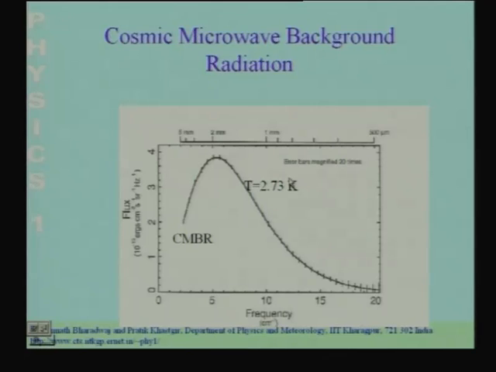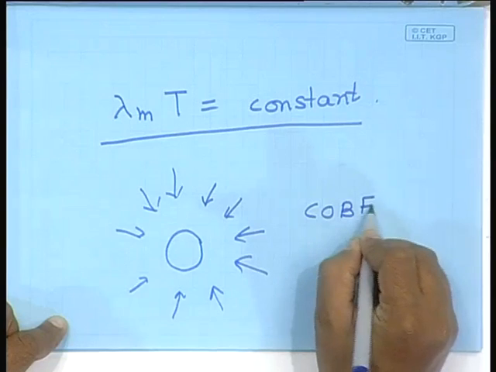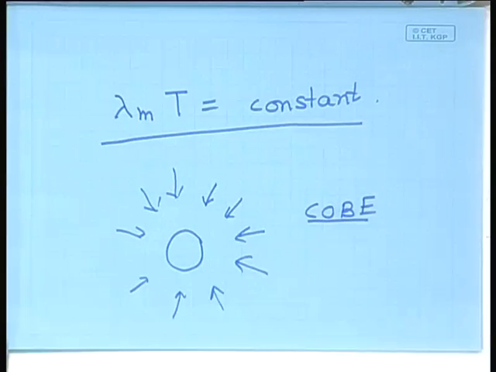The black body nature was not very well known then, but later on people did more and more observations, and finally in the 1990s NASA sent a satellite called COBE, which measured the spectrum of this radiation which comes from space, from all directions in the sky. They measured the spectrum, and the spectrum was found to be a black body. This is what is shown over here.